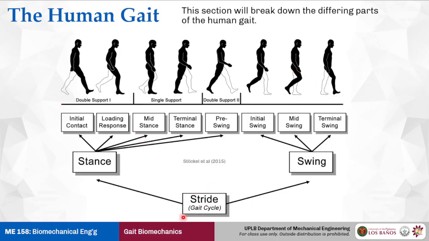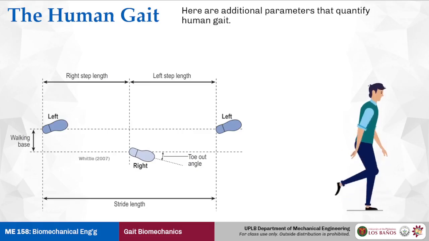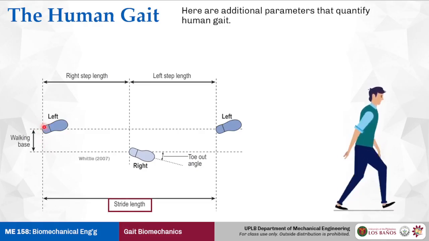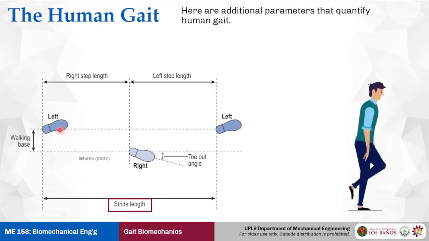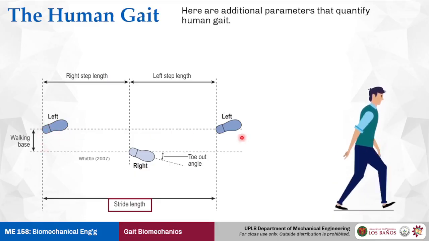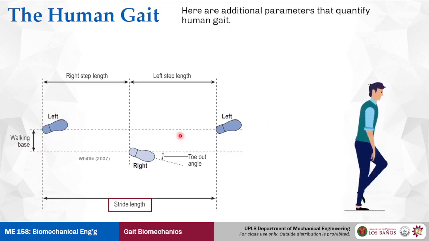Or, in more anatomical terms, this is your stride. The stride is from when your foot first touches the ground to when your foot touches the ground again. So that is your stride. Aside from this, there are other means of quantifying human gait. Of course you have the stride length, which is the distance between the footprint of one foot and the next one. So that is the stride length.